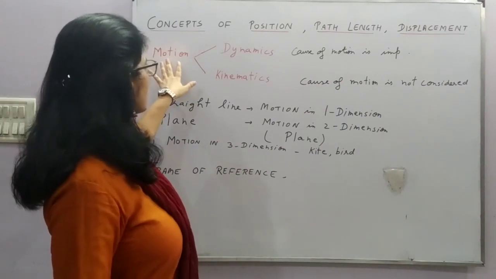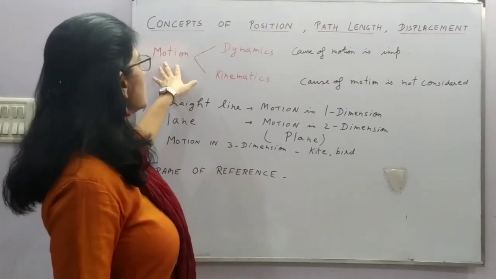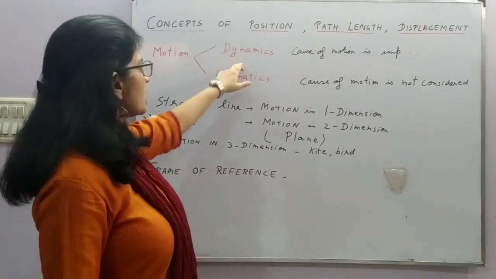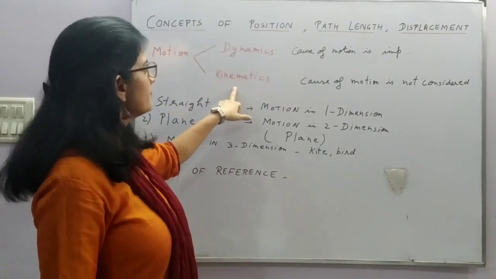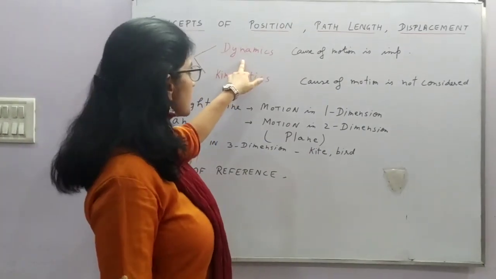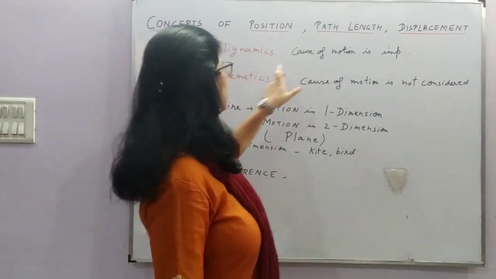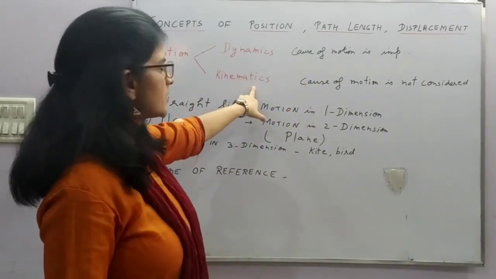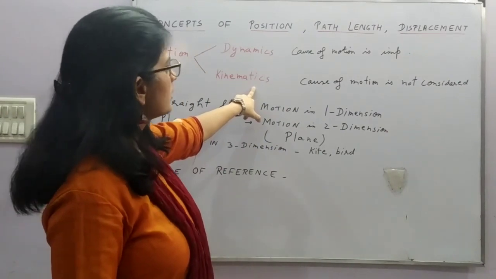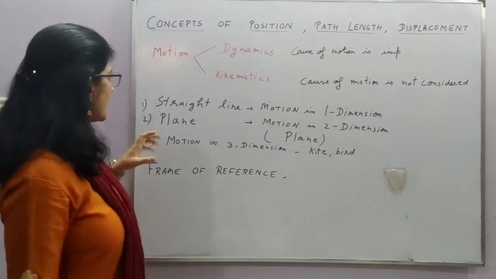First we need to know in which branch of physics we study motion. We have two branches of physics where we study motion. We are talking about dynamics. It is the branch of physics which deals with motion considering the cause of motion. And kinematics is the branch of physics where we do not consider the cause of motion while studying motion.